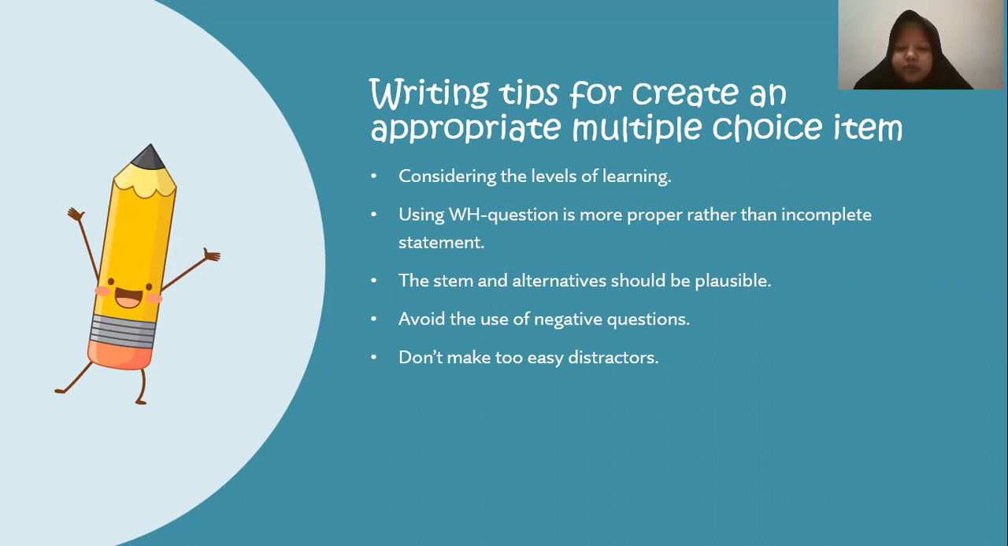And then the third is the stem and the alternatives should be plausible. It means the stem and the alternatives should be simple, easy to understand, and don't use ambiguous wording. This is because the multiple choice item should be possible to answer both by the skillful students and the students with fewer knowledge.